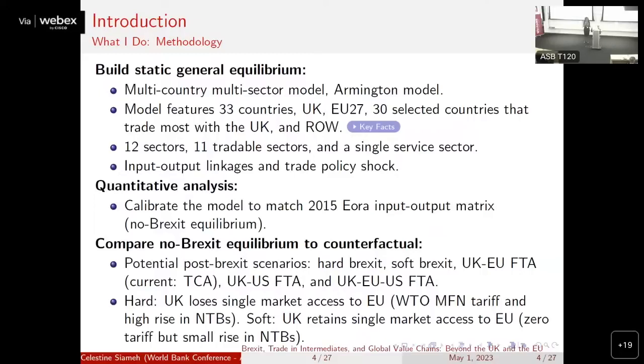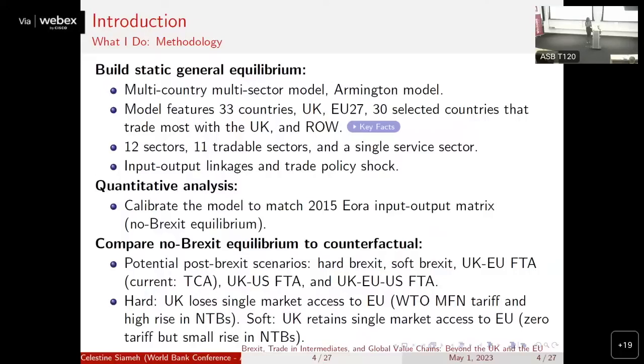I look at the UK-EU FTA, which is the current Brexit, which is called the EU-UK Trade and Cooperation Agreement. Then I look at what if the UK and the USA decide to form a free trade agreement, and what if the 3 regions, the UK, EU, and the USA, decide to form a free trade agreement.